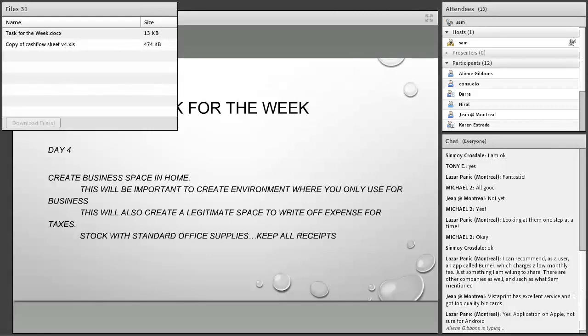Okay, so we've created a business space in our home. I want to make sure that we keep that separate from the rest of the group. Those are the tasks that we have. And if you can get them done by the end of the week, that's great. Like I said, if you need more time, that's fine. Does anybody have any questions about the tasks?